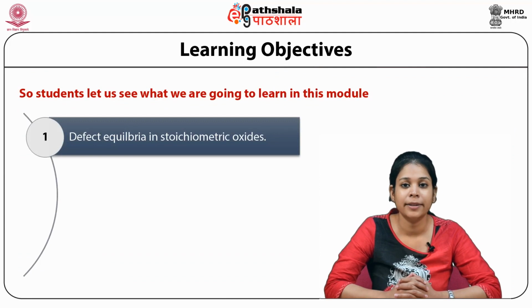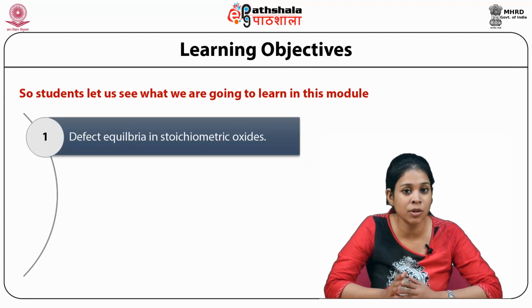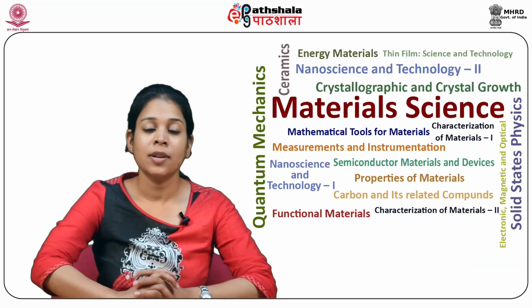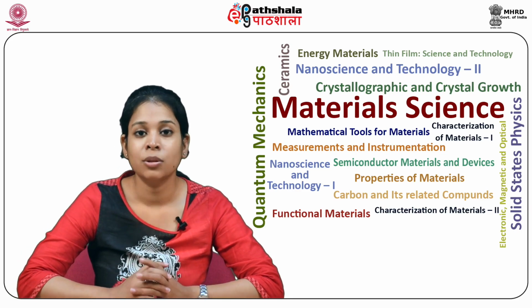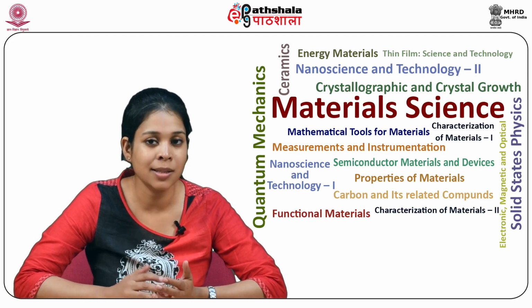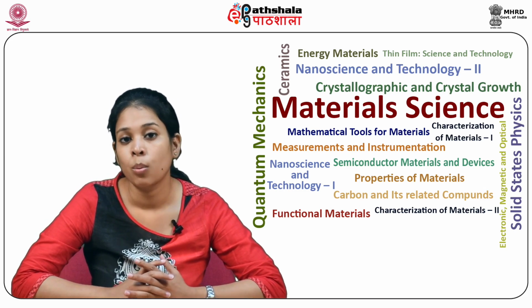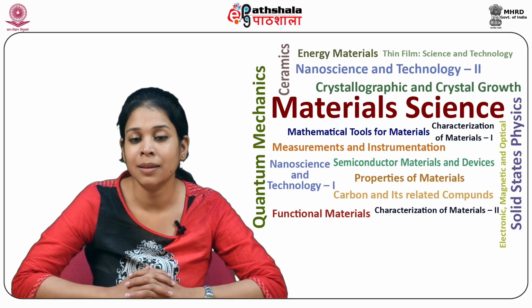So students, let us see what we are going to learn in this module. We will be discussing defect equilibria in stoichiometric oxides, and the same procedure, that is defect equilibria, in non-stoichiometric oxides. Let us talk about the defect equilibria in stoichiometric oxides. The defects which we equally consider in stoichiometric oxides are Schottky and Frenkel defects. The following slides will help us to analyze both the defects and their types and their behavior.